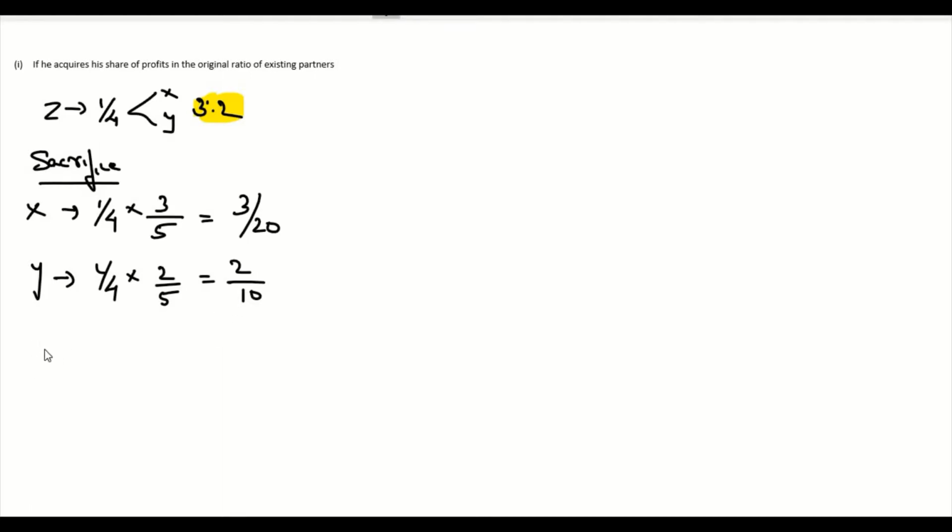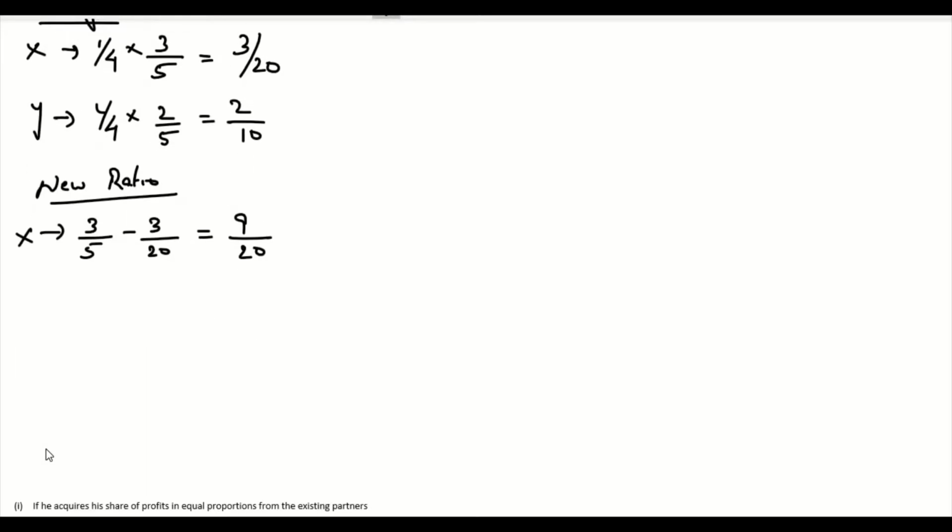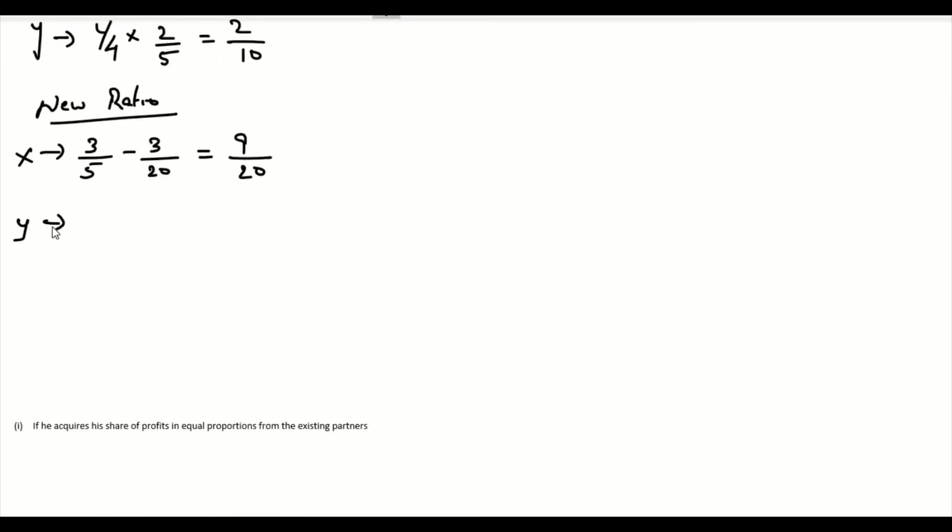Now let's find the new ratio. New ratio is X. It's going to be 3/5 minus 3/20. That is equal to 9/20. Then we have Y. His original share is 2/5 and his sacrifice is 2/20. That is equal to 6/20.